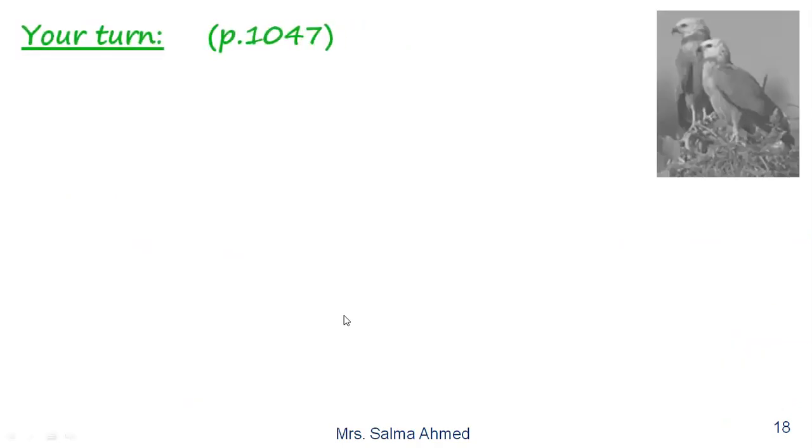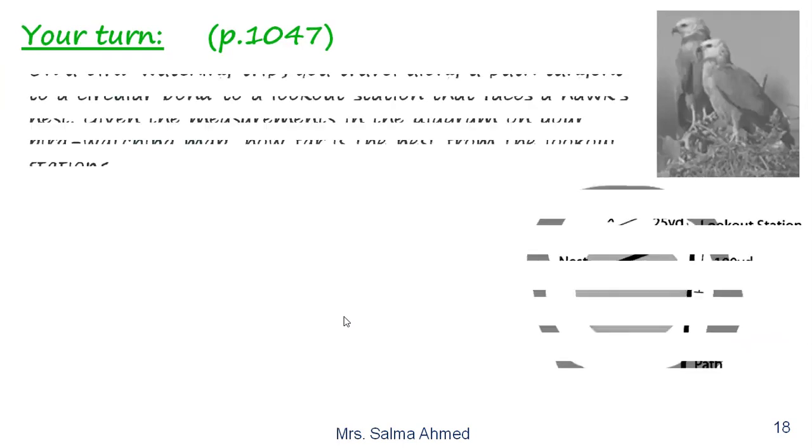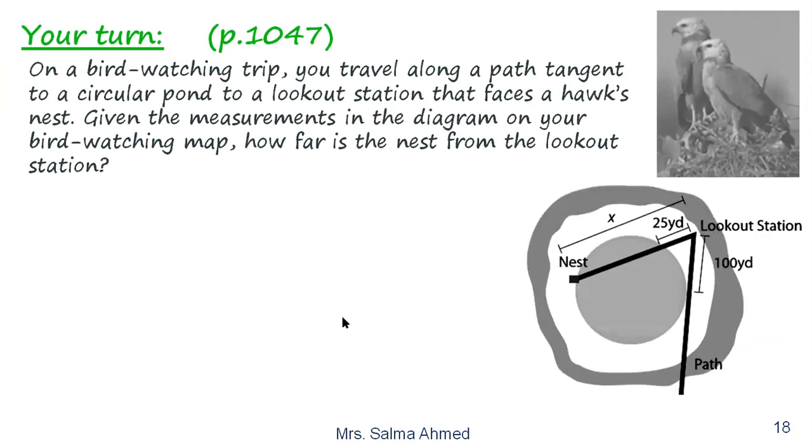Another real life situation. On a bird watching trip, you travel along a path tangent to a circular pond to a lookout station that faces a hawk's nest. Given the measurements in the drawing on your bird watching map, how far is the nest from the lookout station? So here I have the drawing, and this is the nest, and this is the lookout station. I need to find how far the nest is from the lookout station.